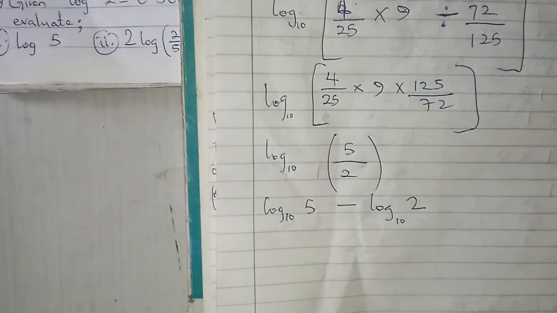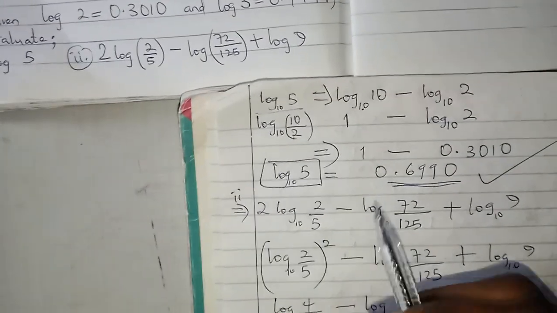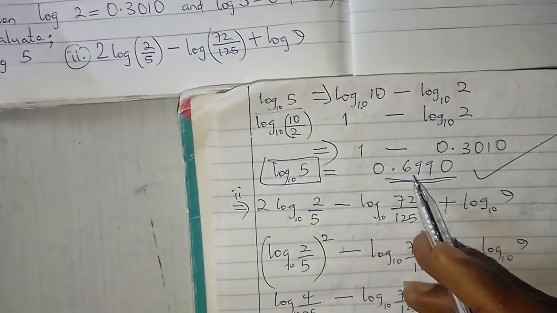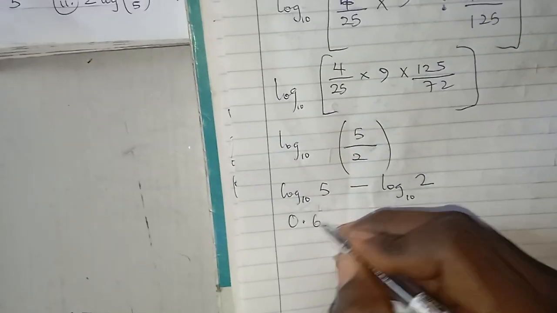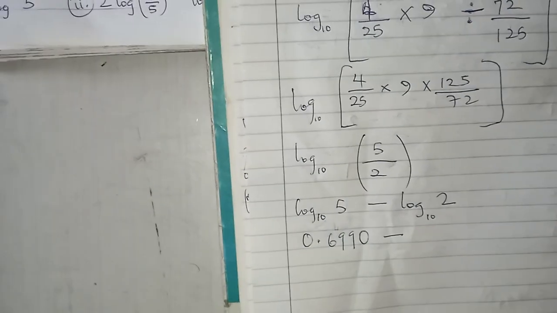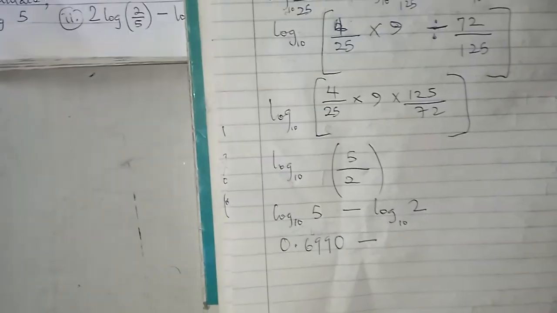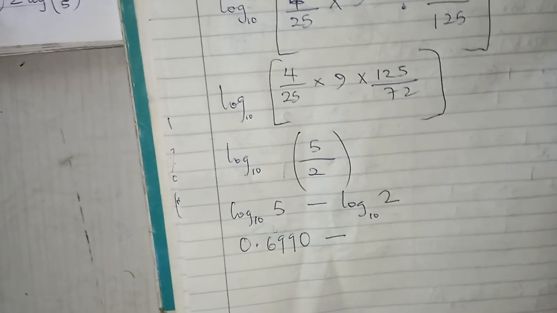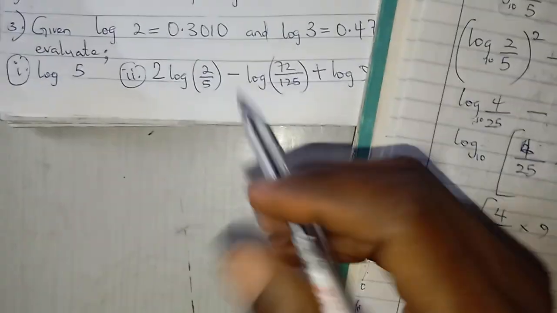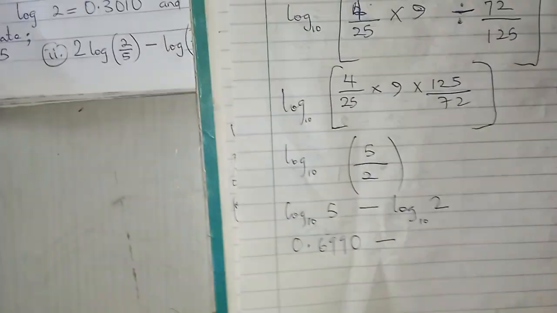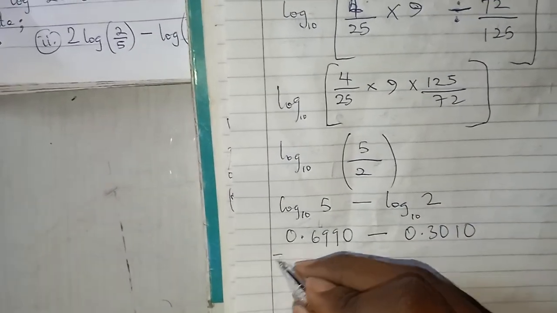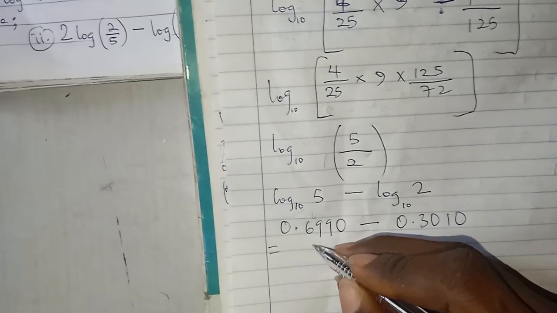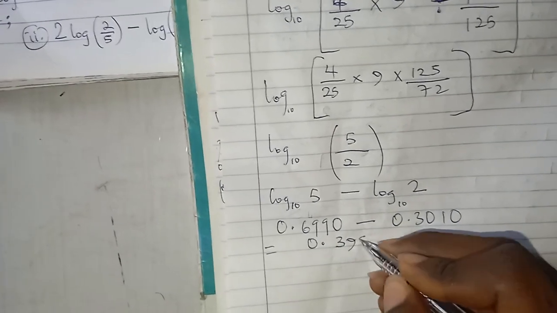And you know we've gotten log 5 before. From here, we got log 5 to be 0.6990. So I'll put 0.6990 minus log 2, 0.3010. So by the time I do the mathematics, I'll have 0.398.